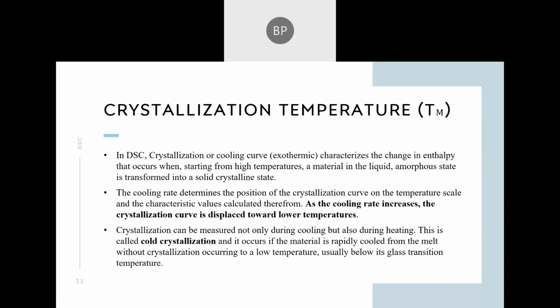Let's see about crystallization temperature. So the crystallization temperature is the temperature where the material starts to crystallize if any amorphous state is present in the material. Most of the time this crystallization is observed in the cooling scan itself. But in some cases where our cooling rate is very fast, most of the crystallization happens in the cooling scan, but some of the crystallization remains and happens in the heating scan. The crystallization that we observe in the heating curve is called cold crystallization. And let's see how the crystallization curve looks.